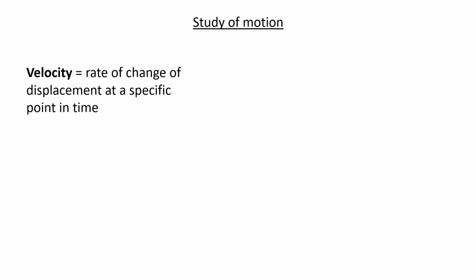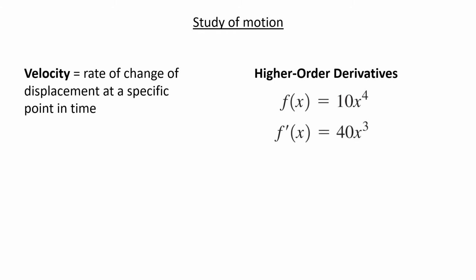If you have any background in physics, you know that the velocity of a car is the rate of change of displacement at a specific point in time. And this definition, because it says rate of change, corresponds to the definition of a derivative, which shows us the rate of change. So in order to apply derivatives to the study of motion, we also need to learn higher order derivatives.